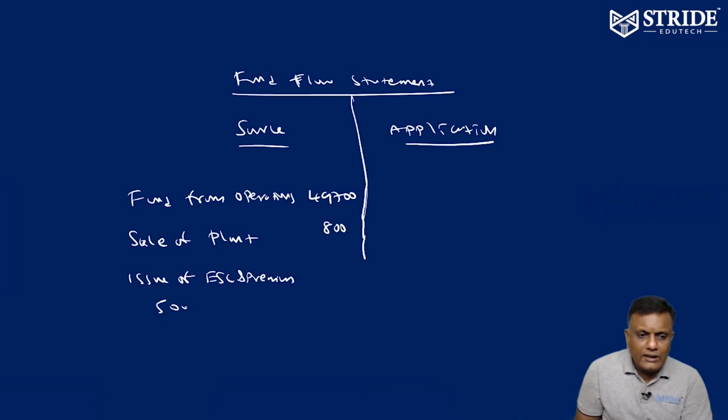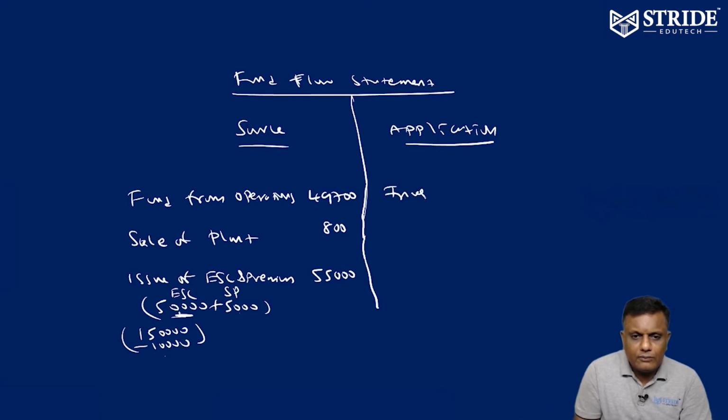That is 1 lakh to 1.5 lakhs: 1 lakh equity share capital opening, closing 1.5 lakhs, therefore 50,000, plus premium raised 5,000, therefore 55,000. How does the 50,000 come? 1.5 lakhs minus 1 lakh, therefore 50,000 equity capital we raised. This is equity share capital with the securities premium of 5,000. So 55,000 capital raised with the premium.